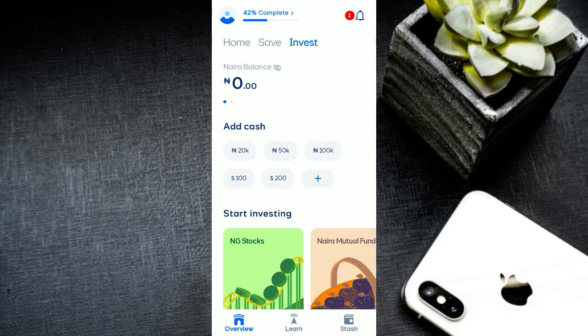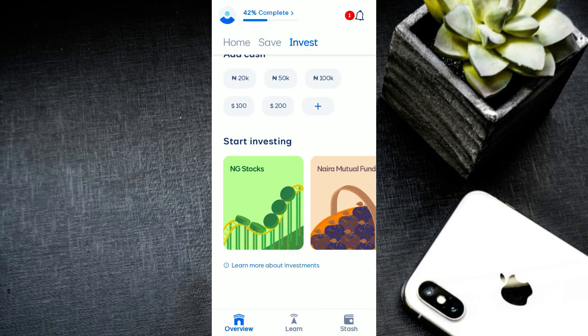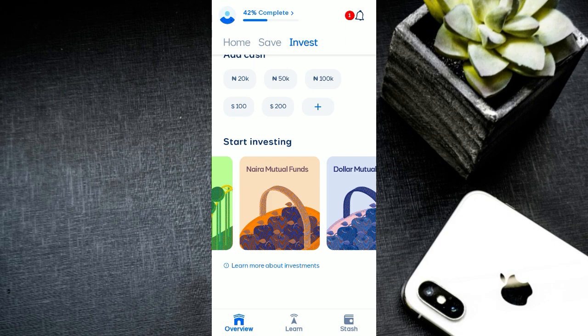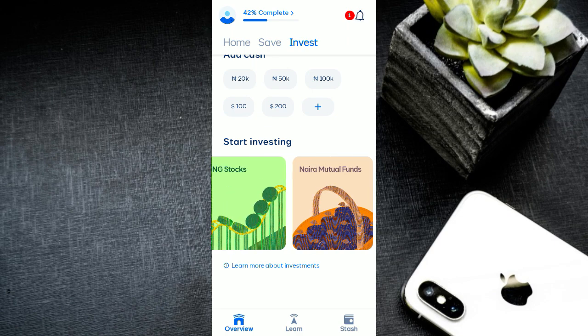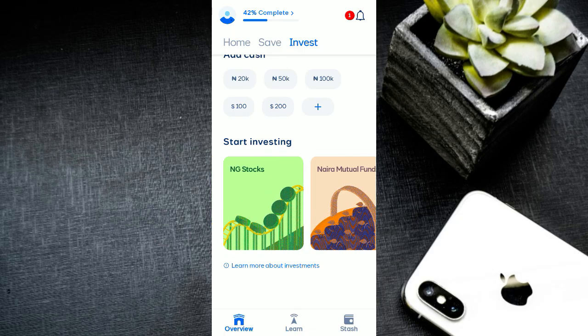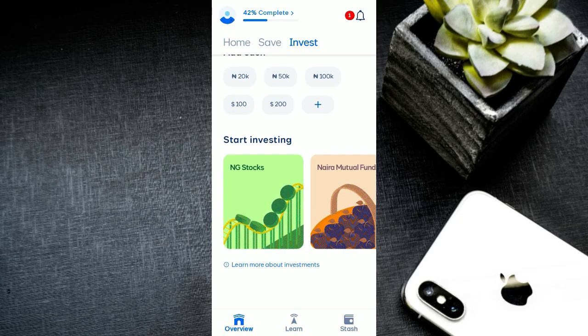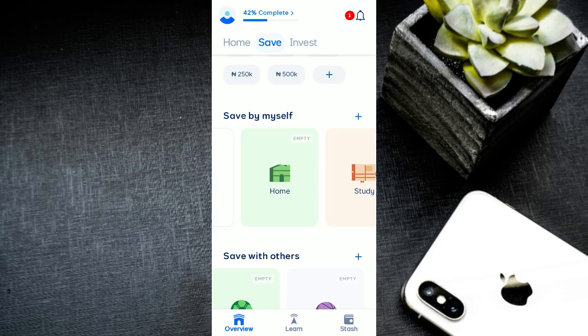And once you've done that, you are now going to have the options. You can see them. Start investing. We have the mutual funds, we have traditional savings account, which is the normal one. This is for mutual funds over here. This is for dollar mutual funds. This is Nigerian stock. So then we have the normal savings, which is where you click here.